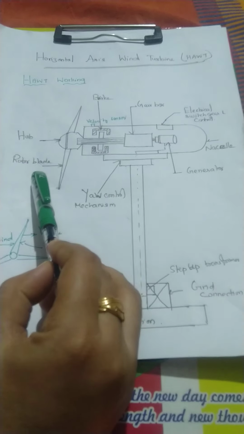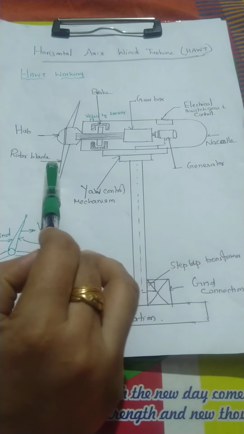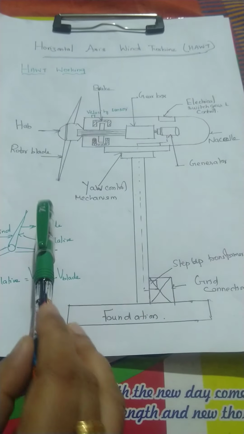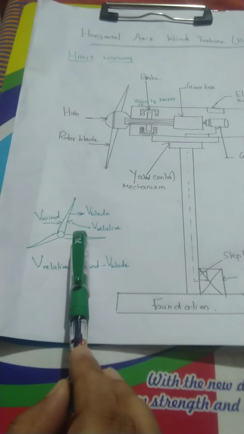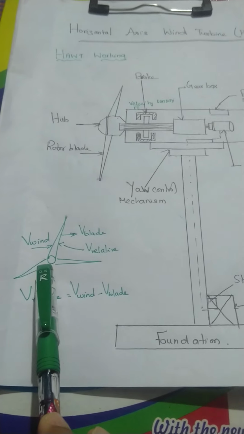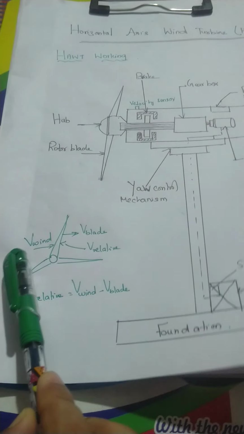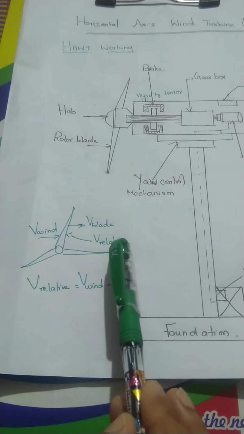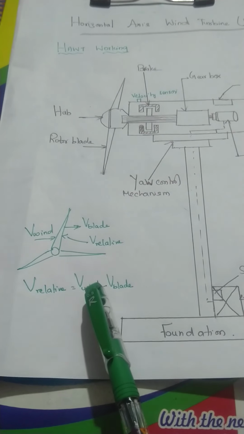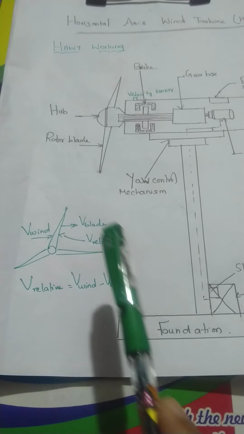Just like in a moving train, you experience things relatively. The moving wind turbine blade also experiences the wind relatively. For the moving blade, the relative velocity is as shown. This is the blade. We know we have single blade, two blade and three blade systems. Here this is the velocity of wind and this is the velocity of blade. The net relative velocity is the difference between wind velocity and blade velocity.